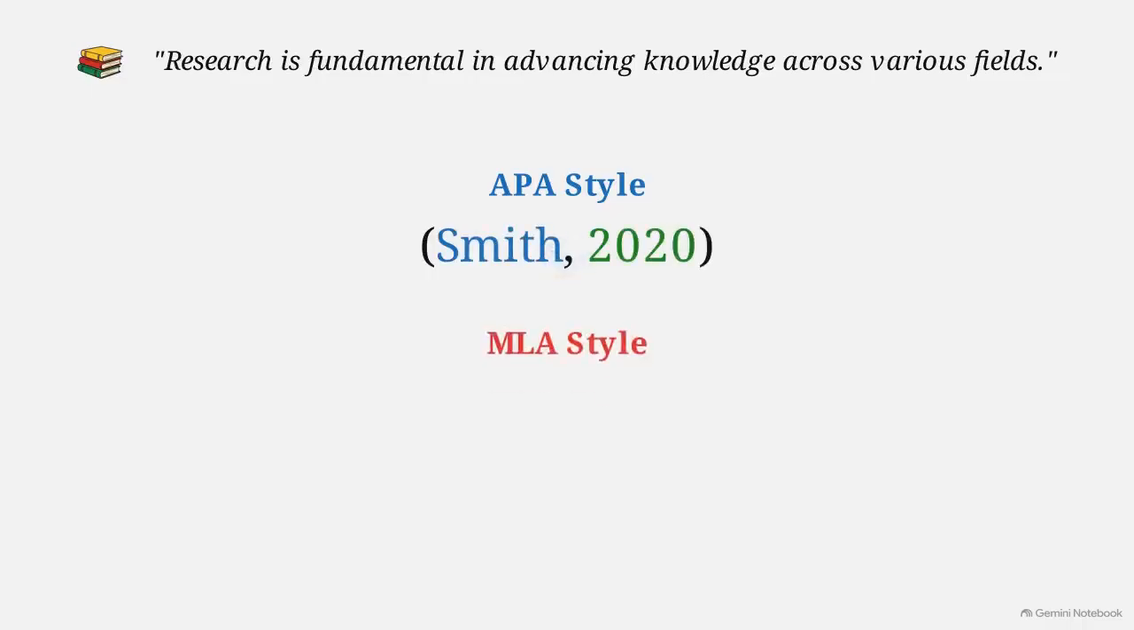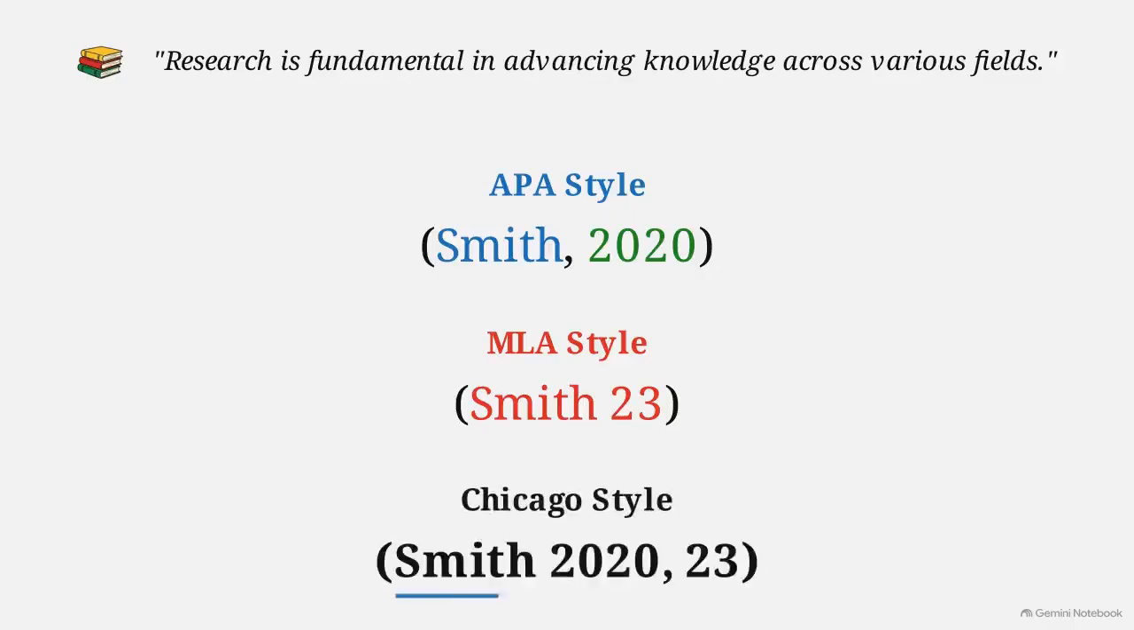This map breaks down the formatting rules across the 3 major styles. Notice how APA uses the author in blue and year in green, separated by a comma. MLA relies on the author and page number in red with no commas, while Chicago uses a specific author-date-page format.